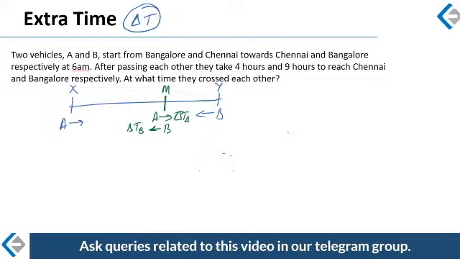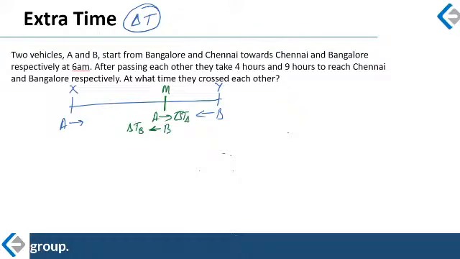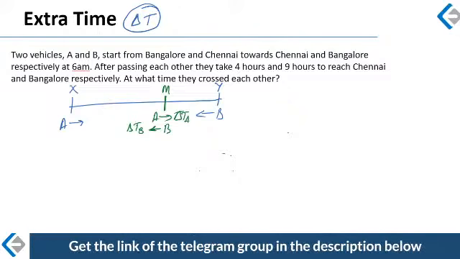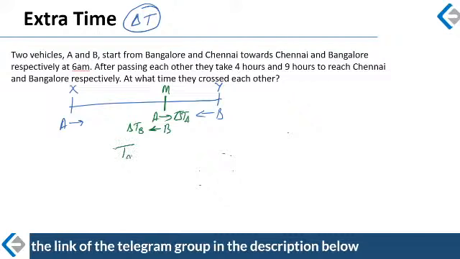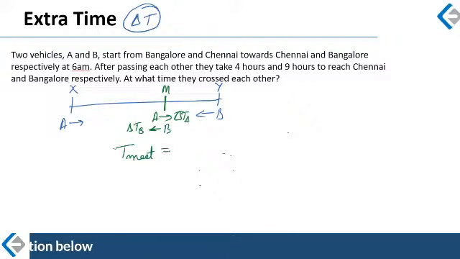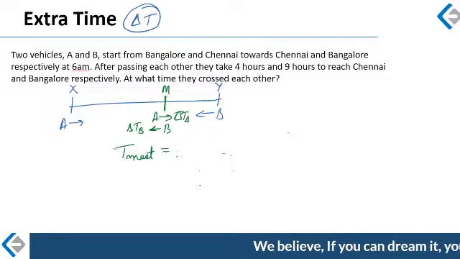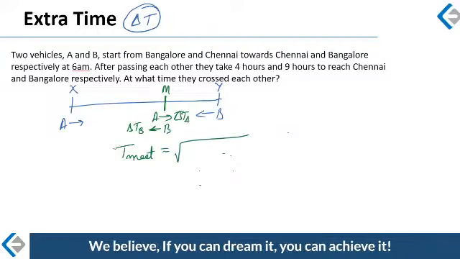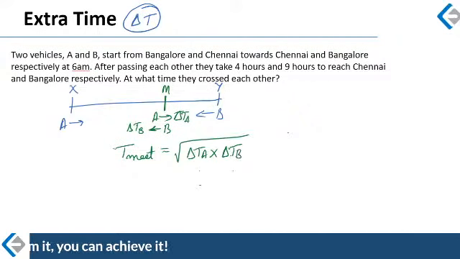Now they will ask a question: how much time did they take to meet? Both started simultaneously, so how much time did they take to meet? What they have given is the extra time required by A and B after meeting. In this case, the time of meet, which means the time taken by them when they left simultaneously to meet, is nothing but the square root of delta TA into delta TB.